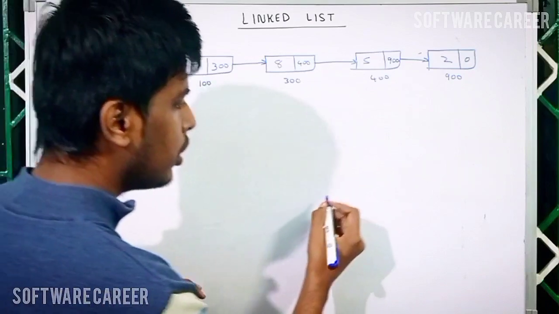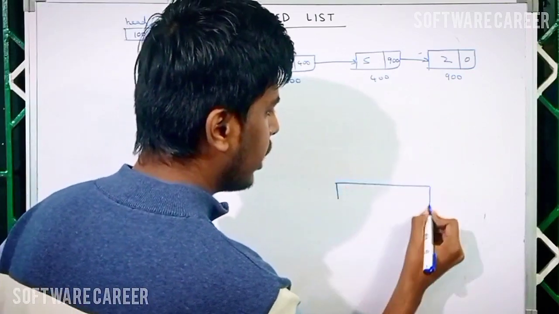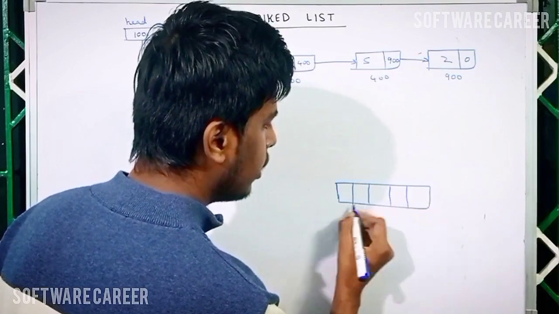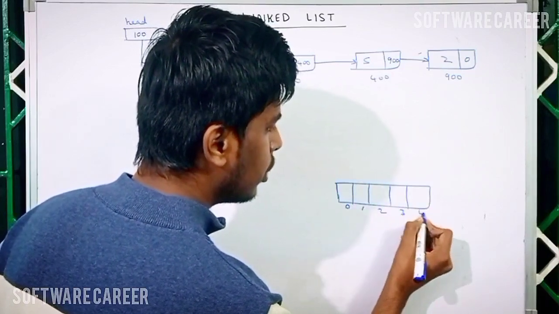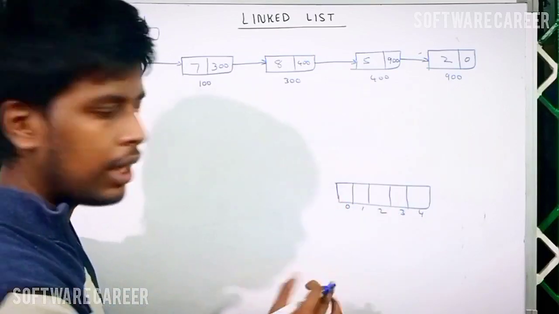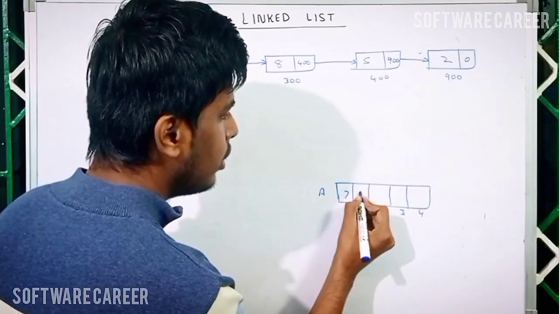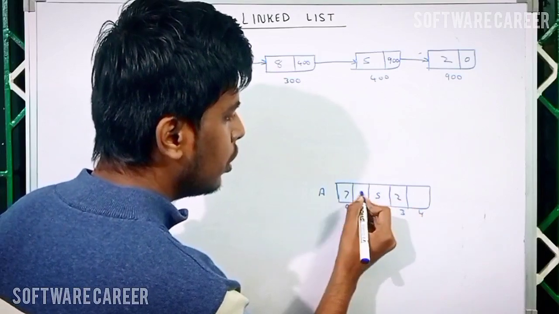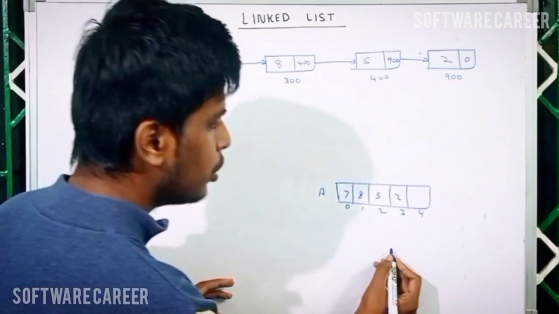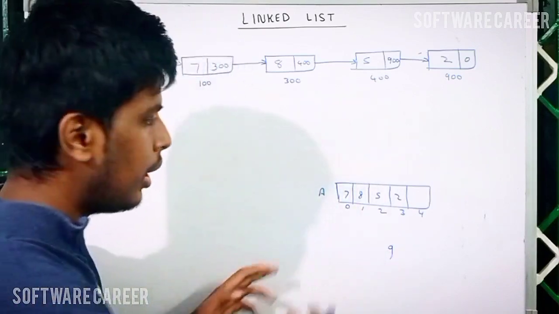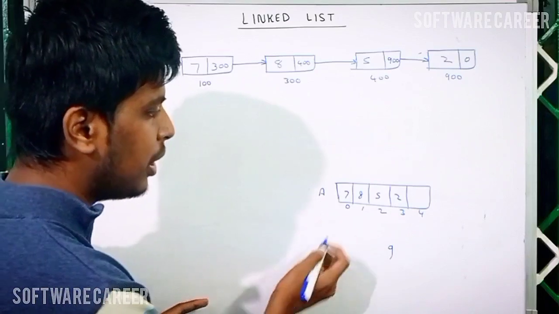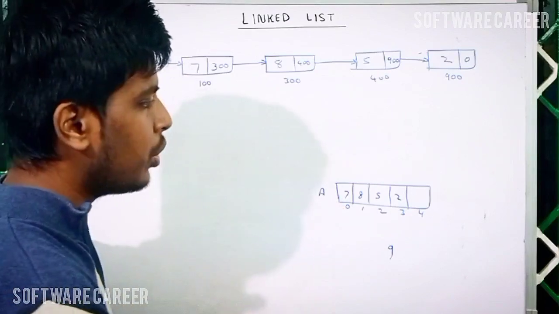Suppose you are creating an array of size 5. 1 2 3 4 5, indexes are 0 1 2 3 4. Now suppose you are storing 7 8 5 2 into this array A. Now suppose you want to insert one more element, suppose 9, at the beginning of this array. Beginning means at this part. So how can you insert?